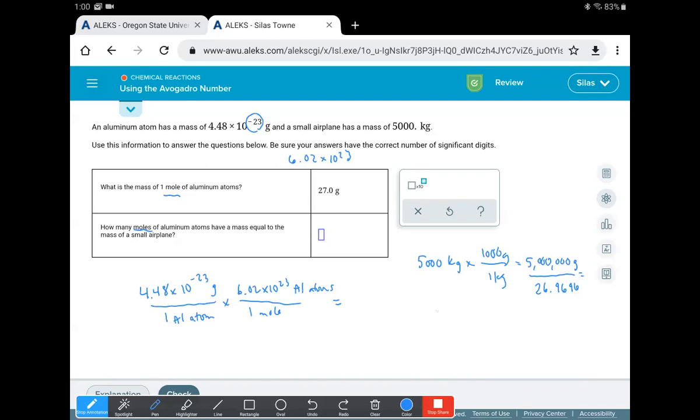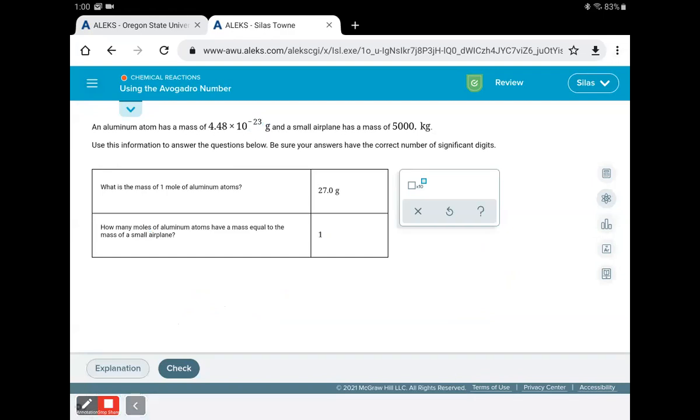And I get 1.85 times 10 to the 5th moles. So 1.85 times 10 to the 5th. There we go. Let's check it. So I divided the mass of the airplane by the mass of 1 mole of atoms to find out how many moles per airplane.